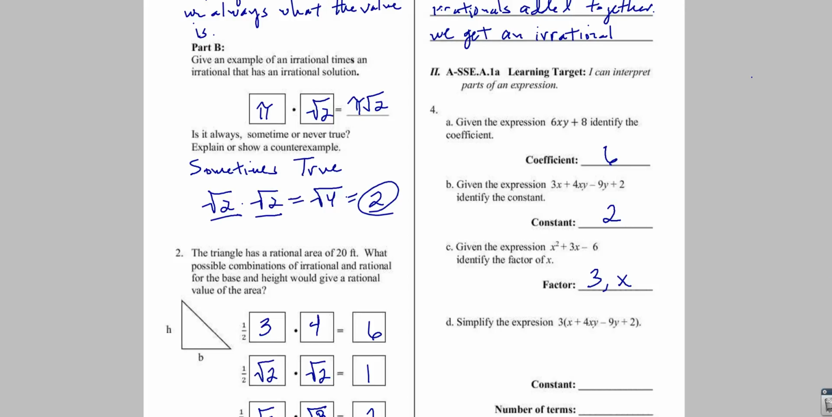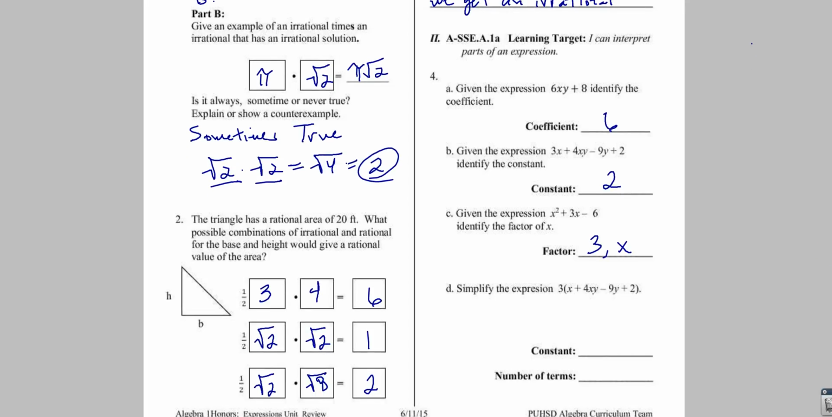And this one, simplify the expression and then find the terms and constants. So first we're going to start by distributing to all 4 terms. So we get 3x plus 4xy minus 27y plus 6. There is one constant, which is the 6. And the number of terms, we have 1, 2, 3, 4 terms.